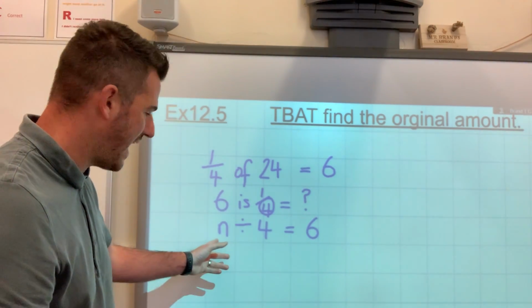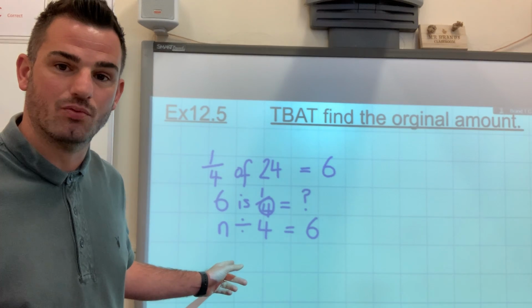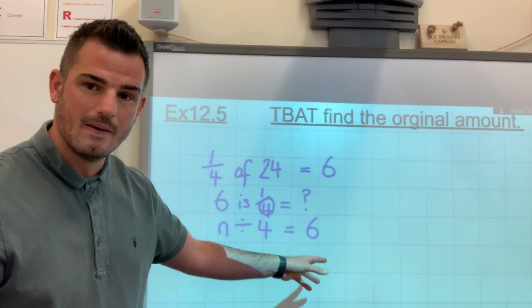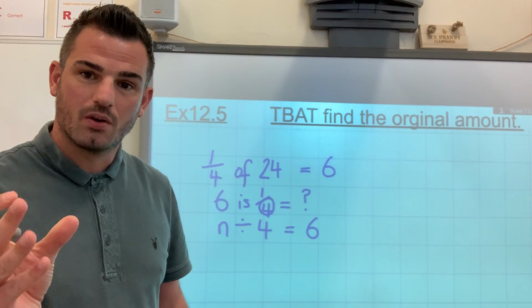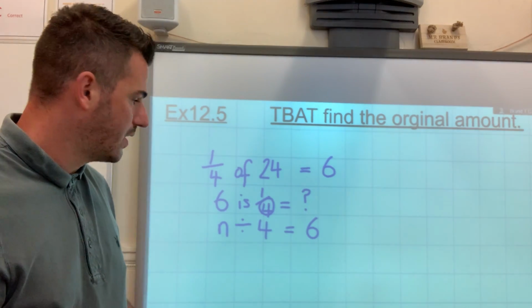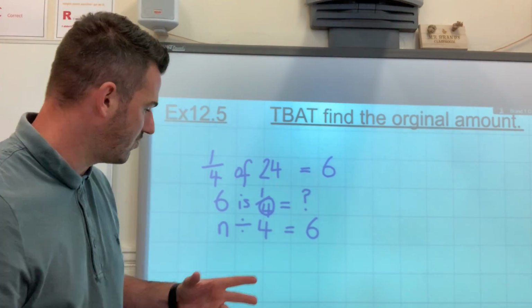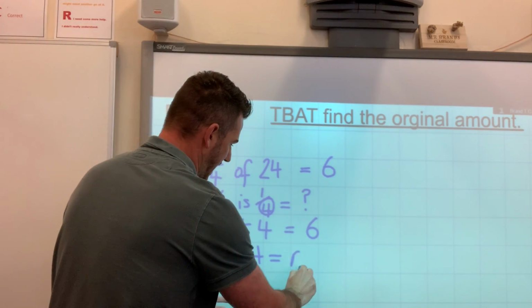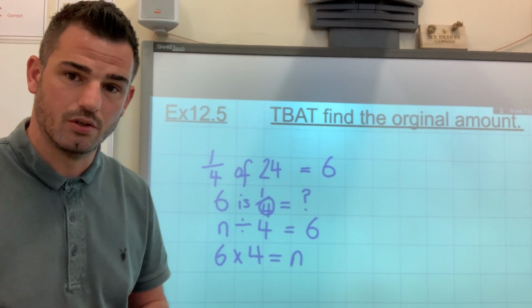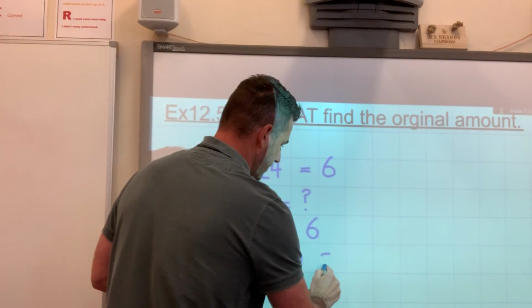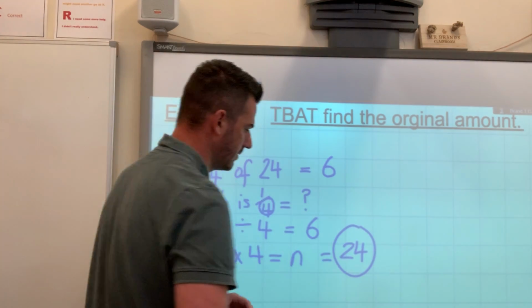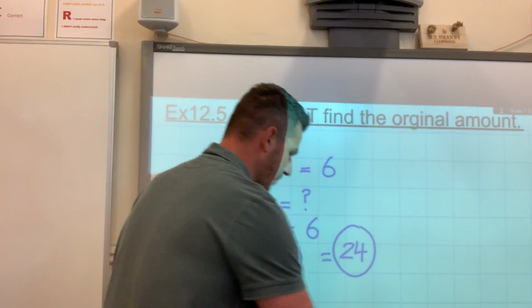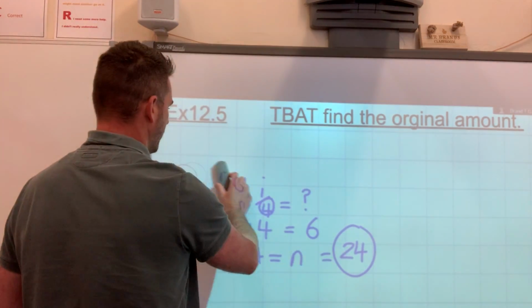So we've used a bit of algebra, n to represent the original amount. So the original amount divided by 4 was 6. Now division and multiplication, we can reverse them, they are the inverse of one another, which means that to find that original amount, I can rearrange this and say that 6 multiplied by 4 gives n. You do your times tables, do your maths. 6 times 4, we know is 24. So we've used the inverse to calculate that now. So if I just quickly rub this out, we'll do another example on the board with you.